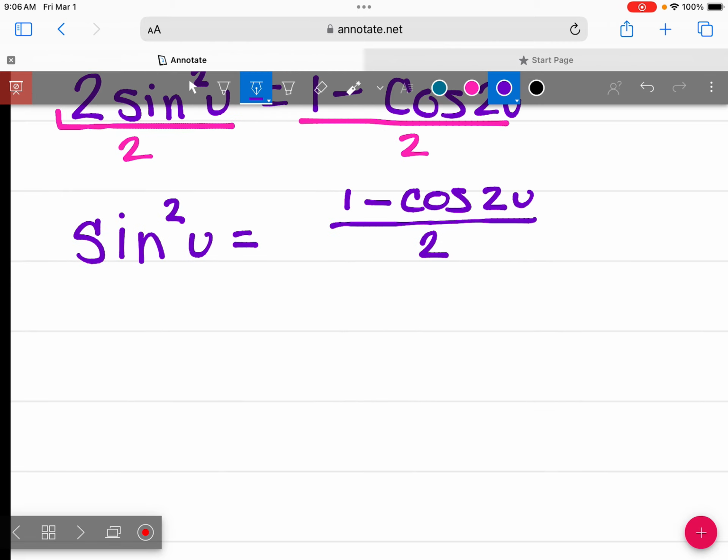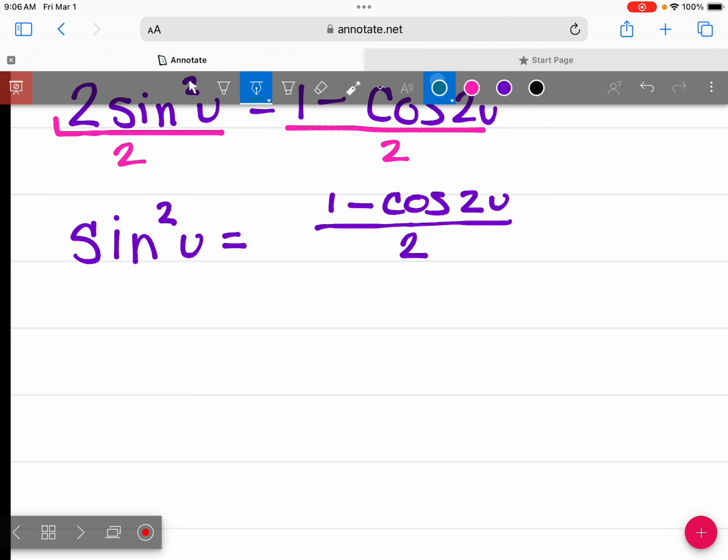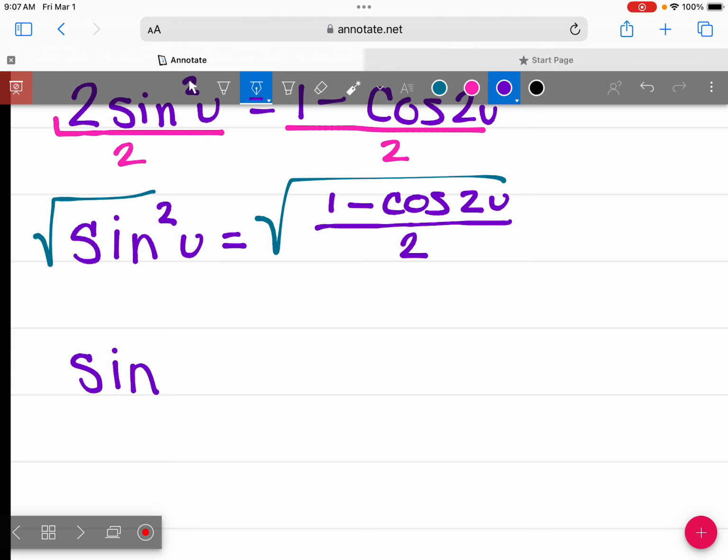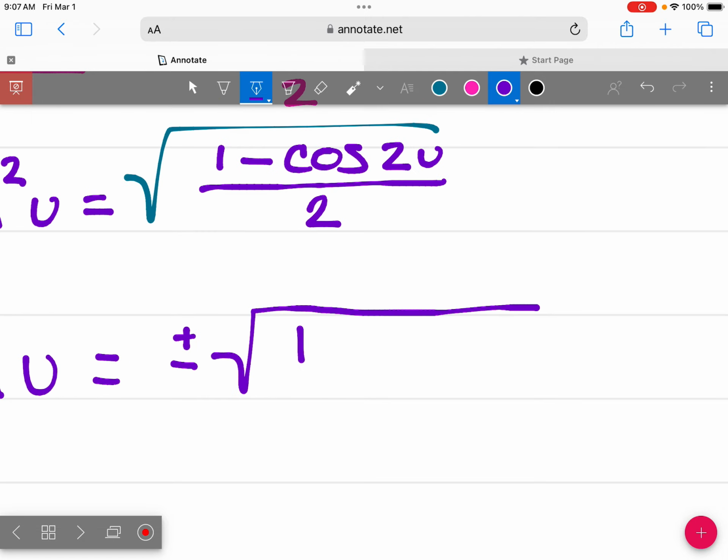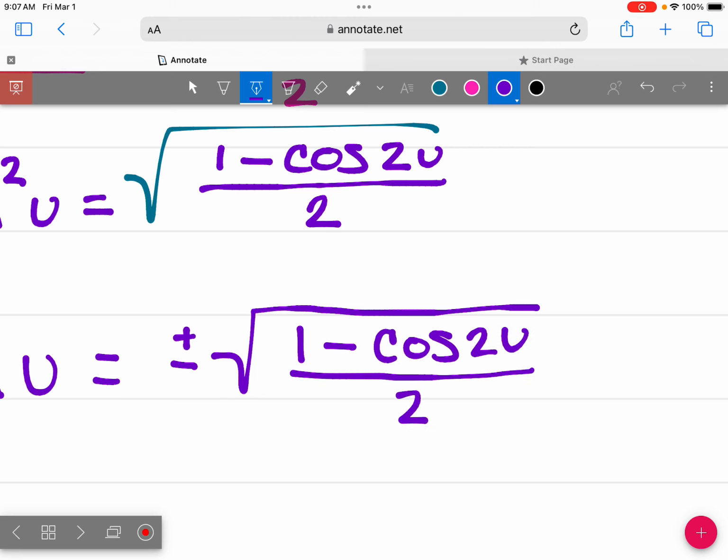And how could I get this to just be sine? Yeah, square root it. So if we square root both sides, we're going to have that sine of u equals plus or minus. Whenever we square root something, we have to do plus or minus because we can't tell if it was positive or negative. The square root of 1 minus cosine of 2u all over 2.